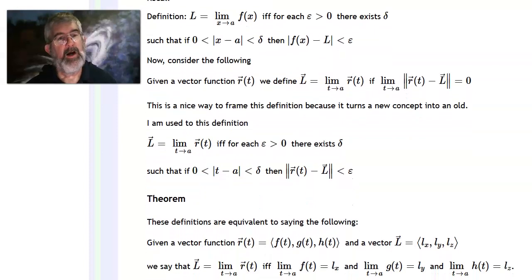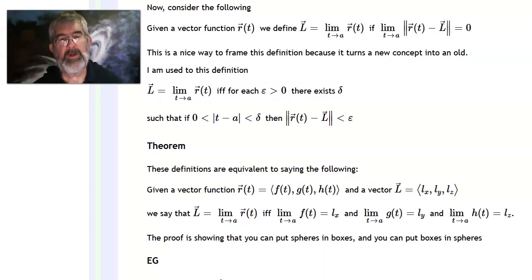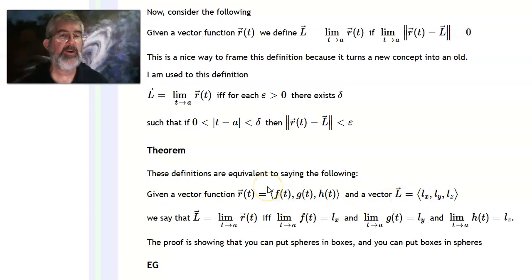Now, other textbooks use the following as a definition, and then they have a theorem. You either use this definition or you use this definition, and then you prove that they're equal to each other. So we're using this as a theorem, that either one of the definitions I have up there are equivalent to saying the following.